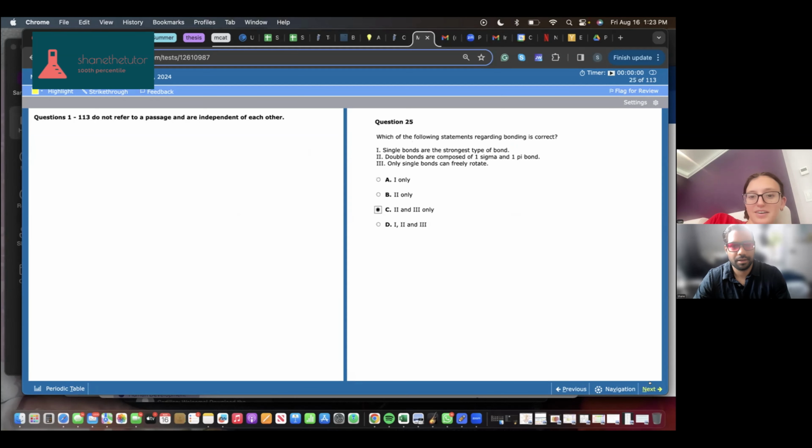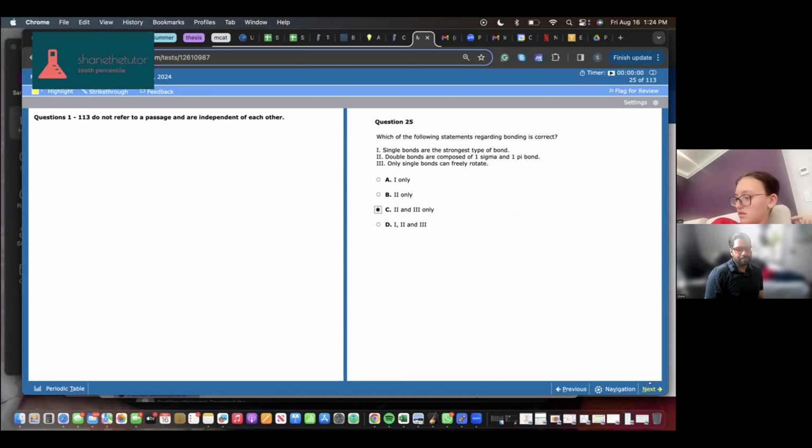I couldn't remember if two was true. I assume that one wasn't, because it feels like double bonds would be harder to break than a single bond. So I don't think that it would be the strongest. And then it makes sense to me that three would be true. Only three wasn't an option, so I said two and three.